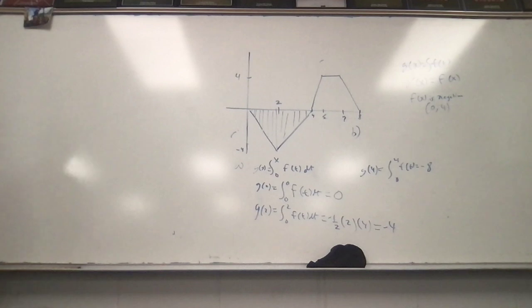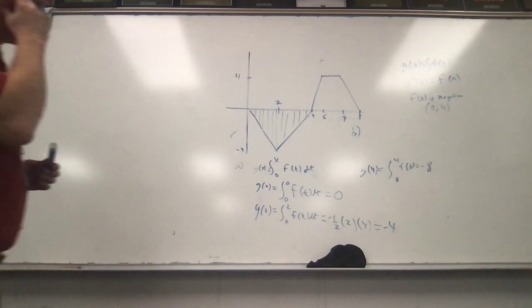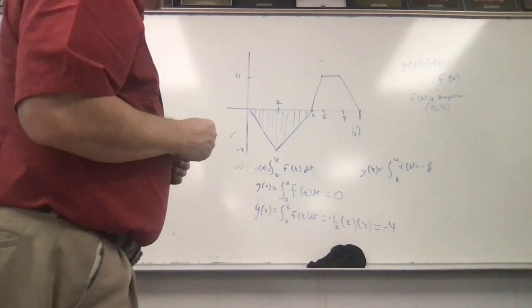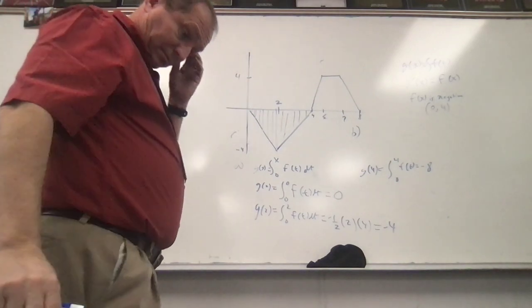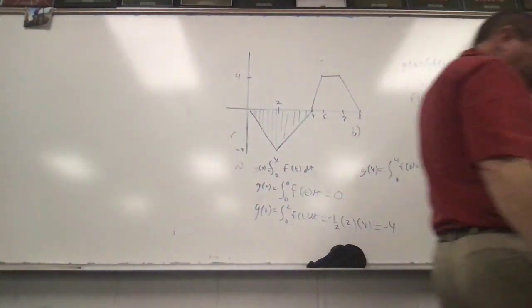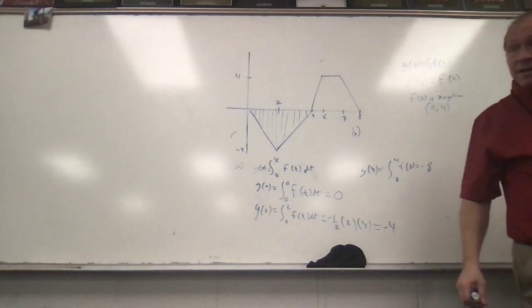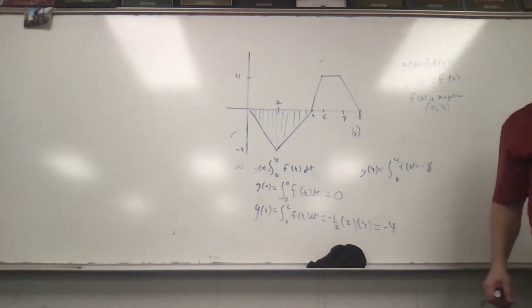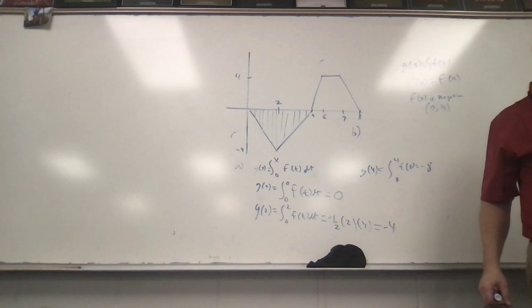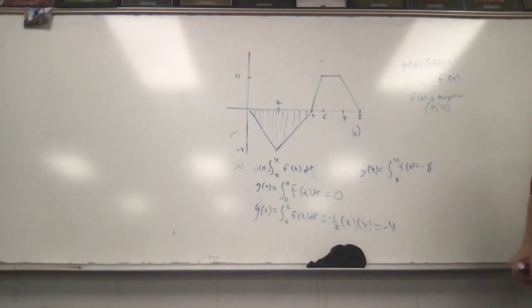All right, let's look at part C here. It says find the extrema of g. Well, where do we find extrema? Where the derivative of a function is equal to 0, right? Or at an endpoint.